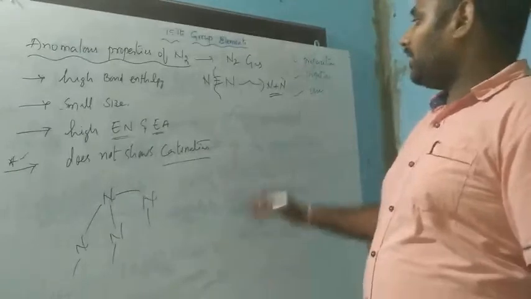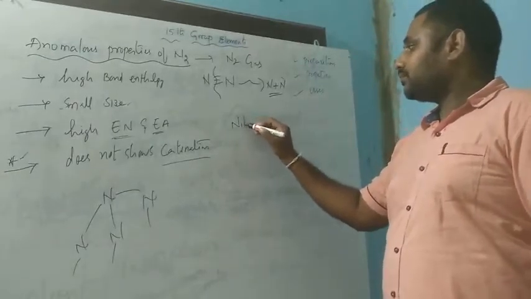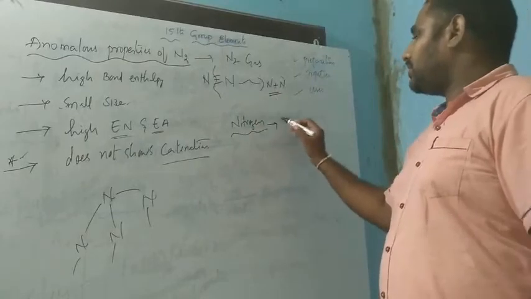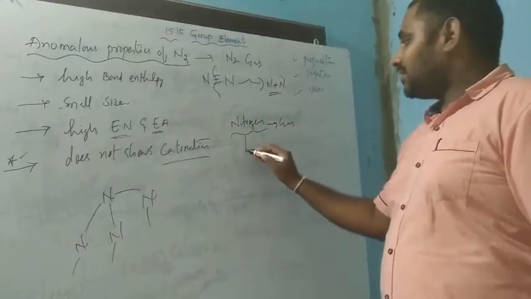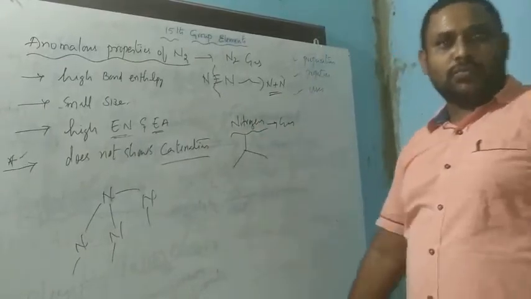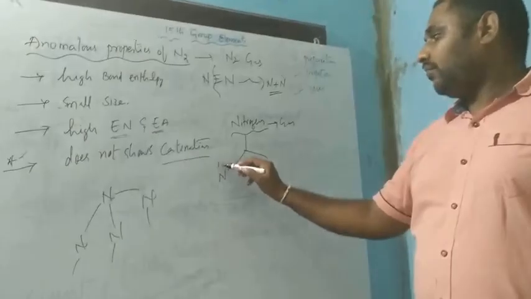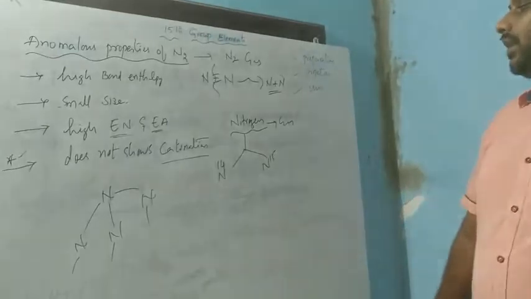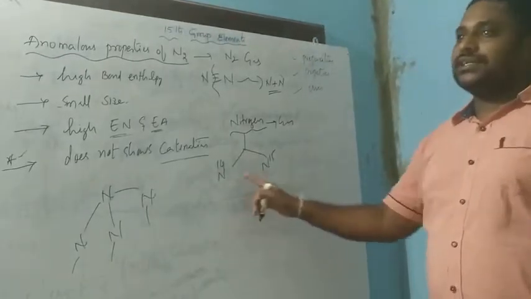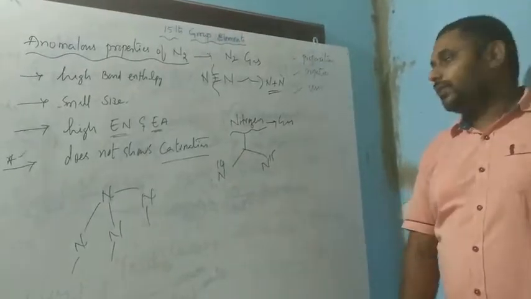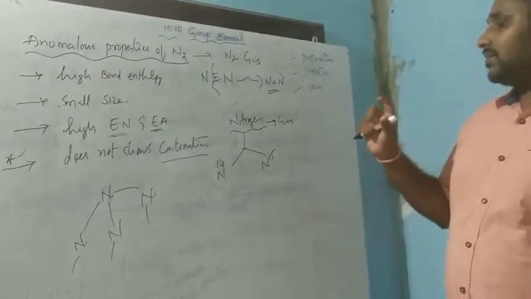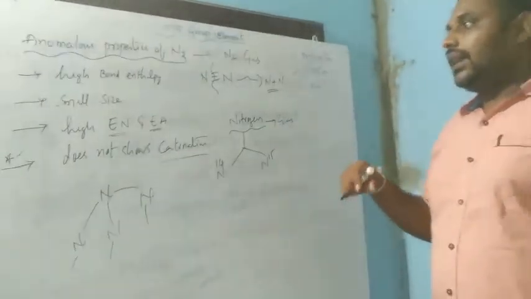Come to its properties. Generally, nitrogen is first a gas. Nitrogen is a gas. It exists in two isotopic forms, N14 and N15. So these are somewhat the physical properties.